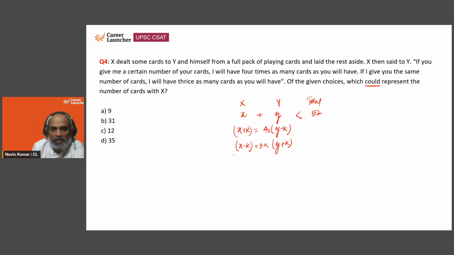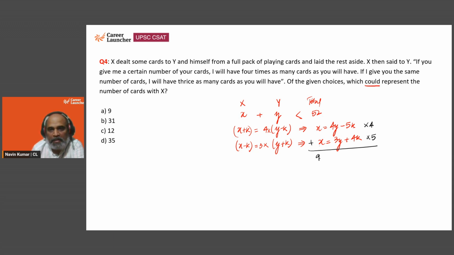So what we are going to do is, let's get rid of k. So we will have x is equal to 4y minus 5k. And from the next one, we will have x is equal to 3y plus 3k plus k, that is plus 4k. So basically, if I multiply the first one by 4 and the second one by 5, and if I add them, k will cancel out.